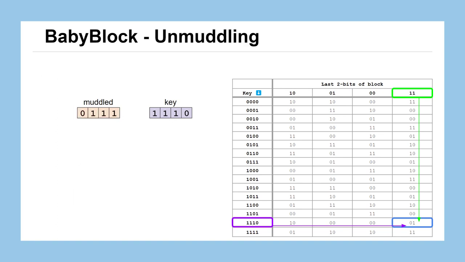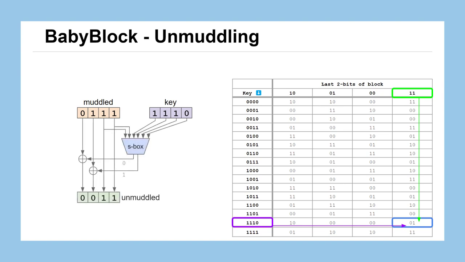One note about muddling is that it's pretty easy to undo. If we take our muddled box here and our key block here, you'll notice the right two bits of the muddled block are the exact same as they were in the plain text block. We haven't changed them, which means that when we feed them into the S-box with the key, we're going to get the exact same output from the table, which means that if we XOR those with the left-hand side of the muddled block, we're just going to undo the XOR that we just did to create the muddled block, getting us back to our unmuddled plaintext block.